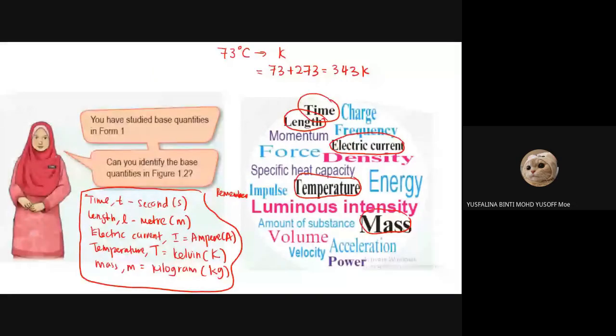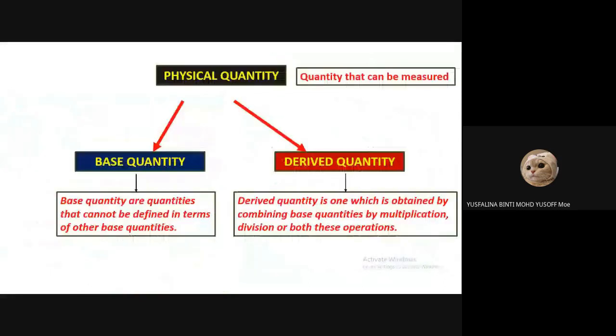This one is a base quantity, which means you cannot derive it. This is the simplest form. So that is a base quantity. What is a derived quantity?